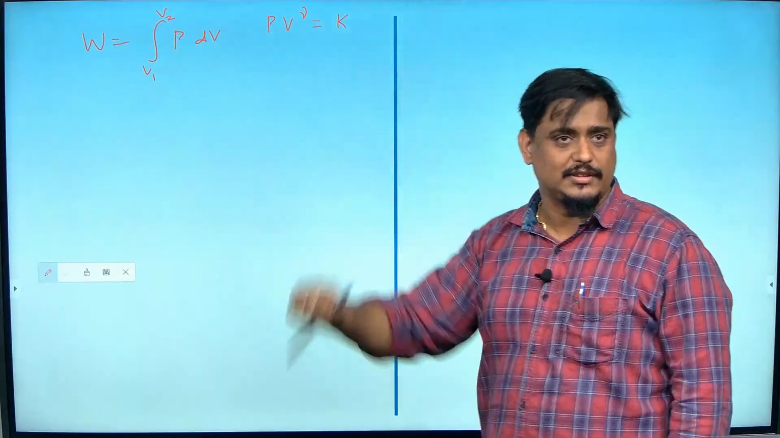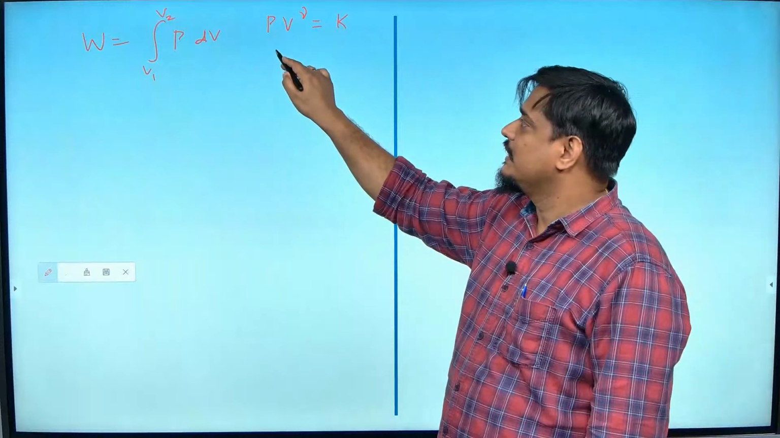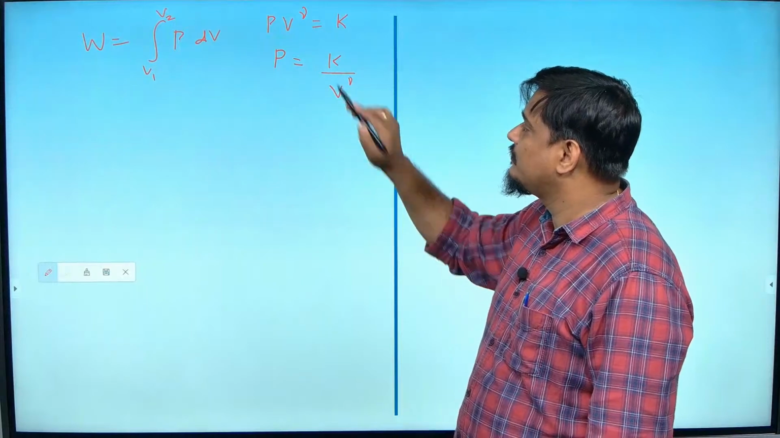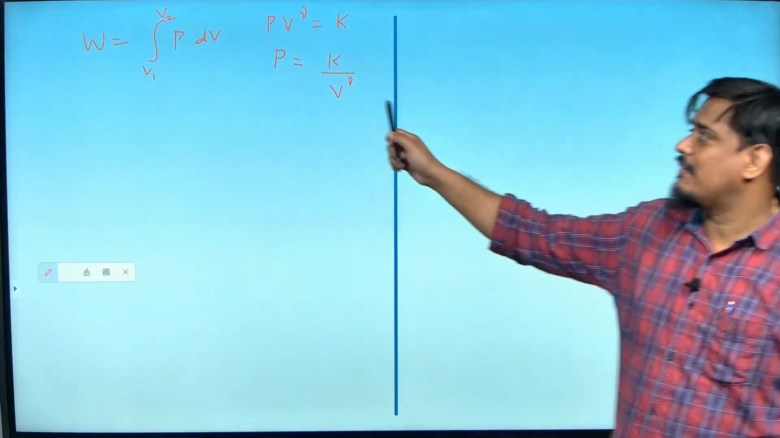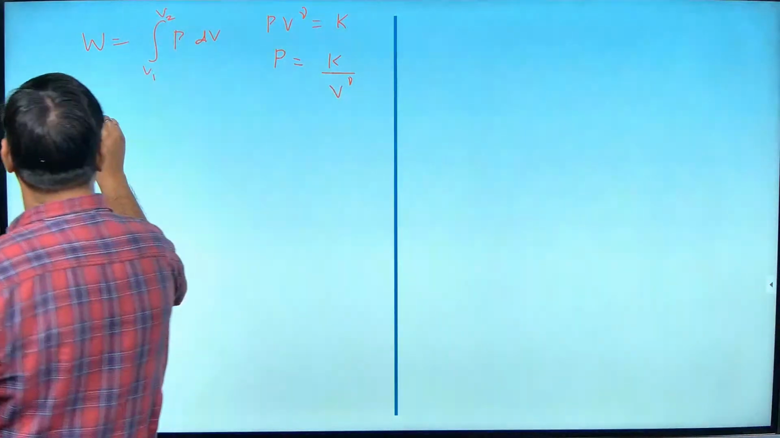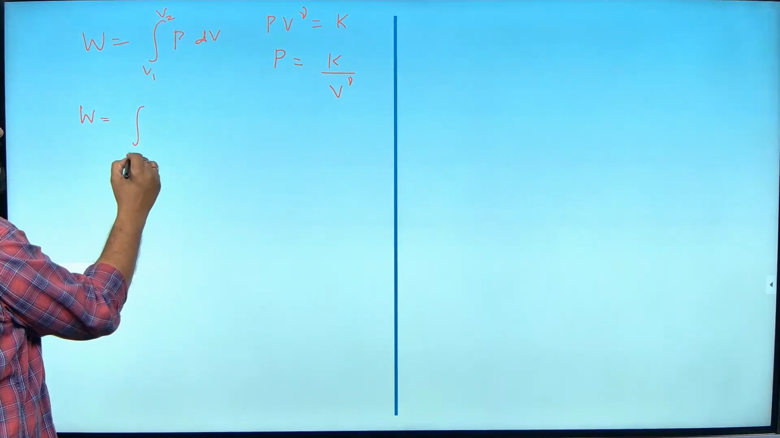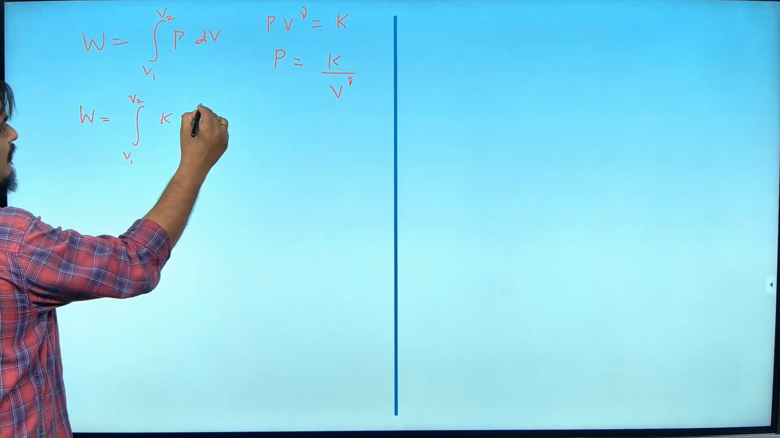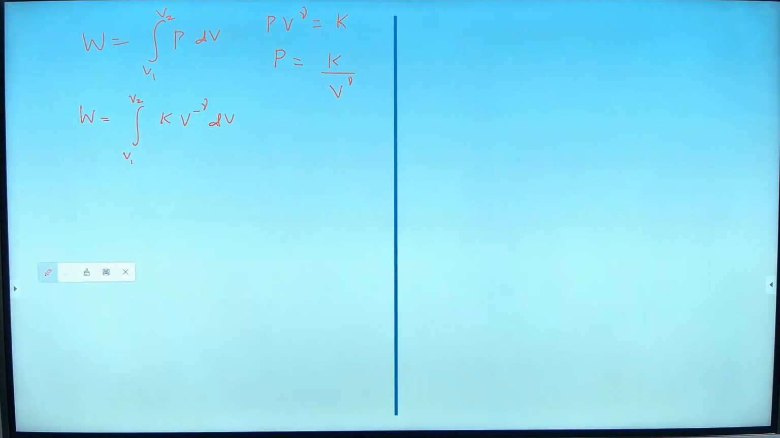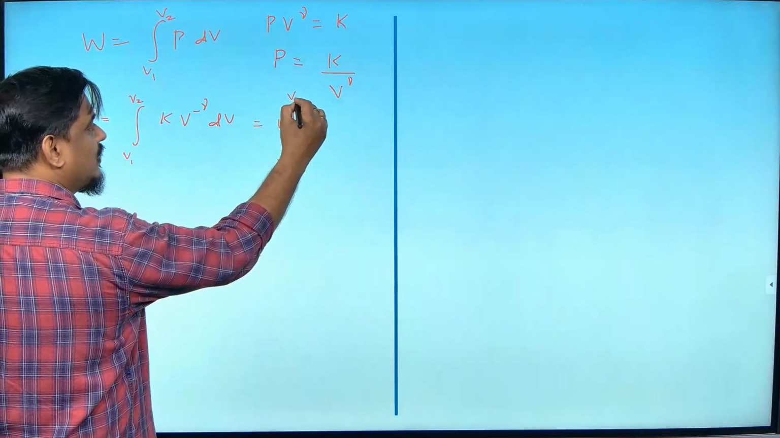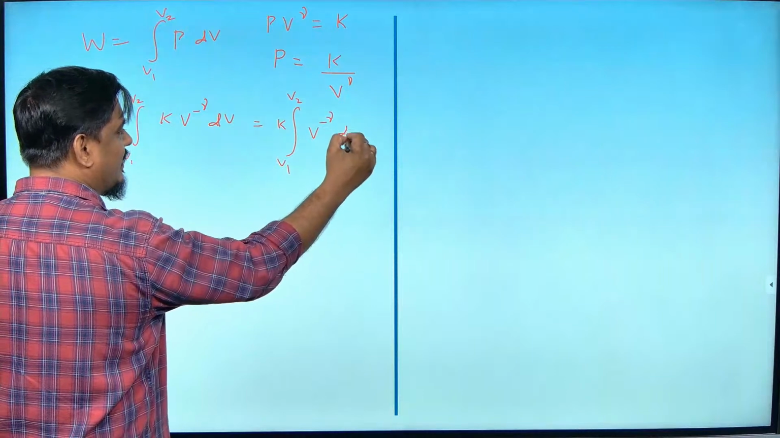PV power gamma is a constant. If PV power gamma is a constant, then I can write P is equal to K by V power gamma. Why am I doing so? Because I want to write P in terms of V now. So I can write work done is equal to the integral from V1 to V2, instead of P I am writing K times V power minus gamma into dV. Can I write like this? Now I'll take K outside: integral from V1 to V2 of V power minus gamma dV.